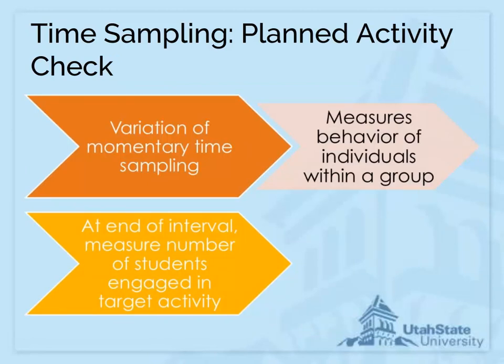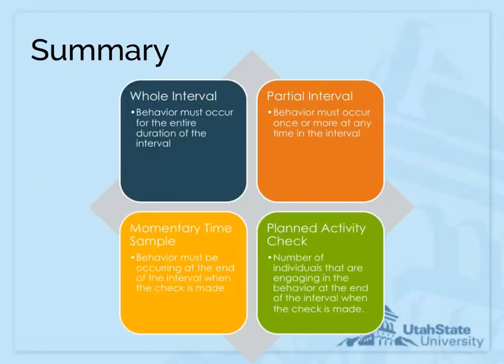The planned activity check is very similar to momentary time sampling, but instead of recording data for just one student or a single behavior, this is the observer checking to see how many individuals from a group are engaging in that behavior. One example might be on task behavior. If a teacher is collecting data on this, maybe their intervals are set to every 1 minute. And so each minute they look up from whatever they're doing and count the number of students paying attention or doing their assignment. If you are having trouble remembering the differences between these 4 methods, spend a little time reviewing the previous slides, as well as this one.